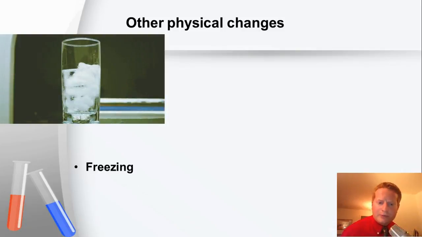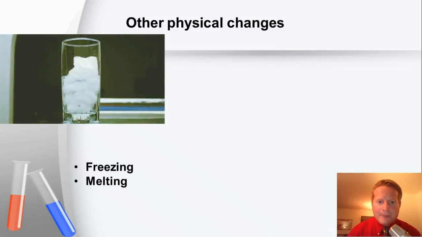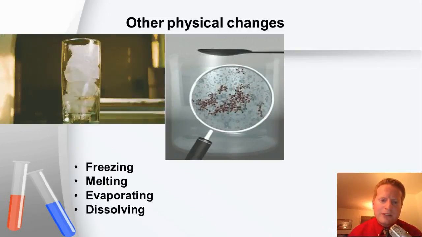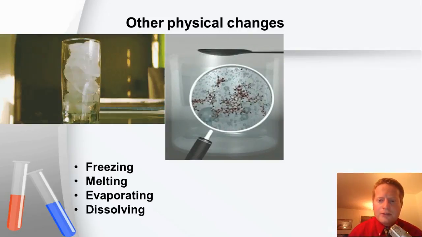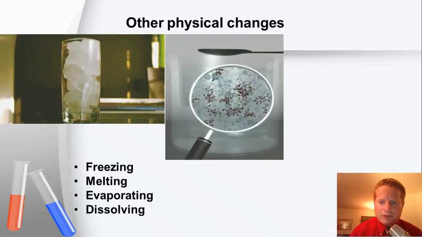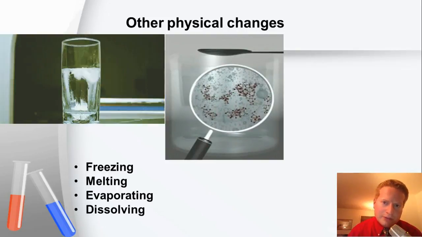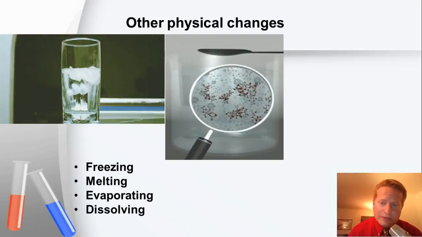So another example we would have is freezing. We could also talk about melting, evaporating, and dissolving. So this one tends to get people. Dissolving is also a physical change. So if I was to stir sugar into my tea, that sugar is technically still there. I didn't change the sugar. It's just dissolved now, right? So that's a physical change.